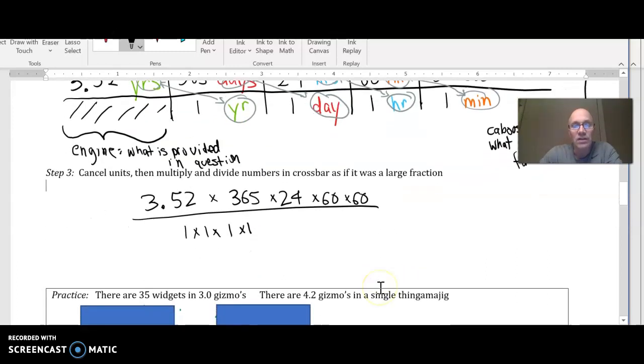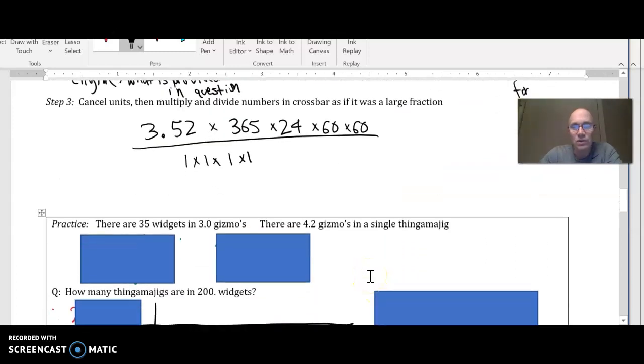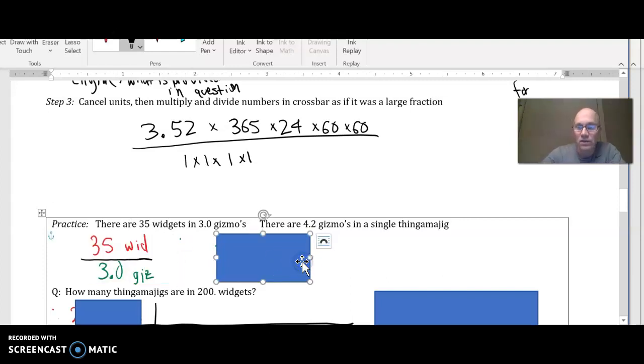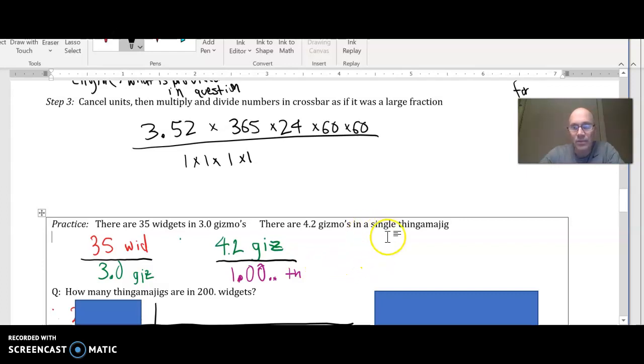All right, so even though I know that people could do it for this problem, I think it's useful to do this in a way which forces you to use this method. The reason I call it widgets and gizmos is that I think it's good to make up these imaginary relationships where I say there's 35 widgets and 3.0 gizmos, and there's 4.2 gizmos in a single thingamajig. We can turn those phrases into fractional relationships like this. I've color-coded things, so gizmos you see here is in green. I see gizmos here, it's also in green.